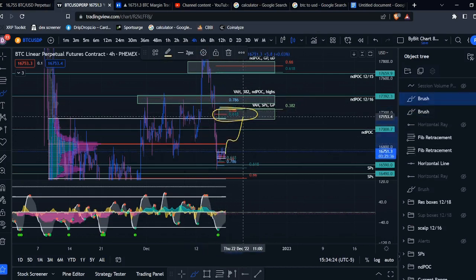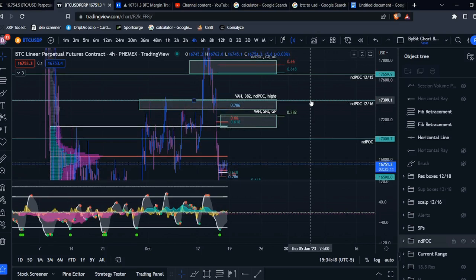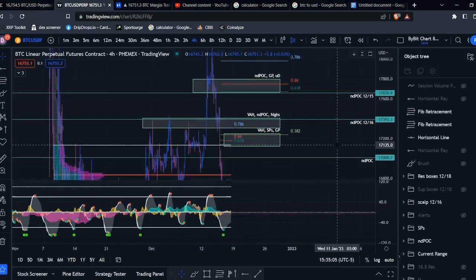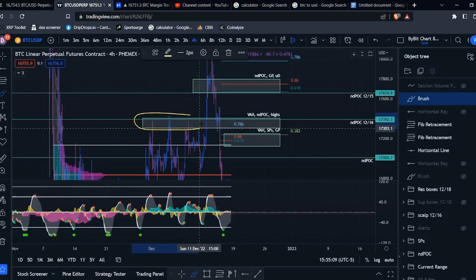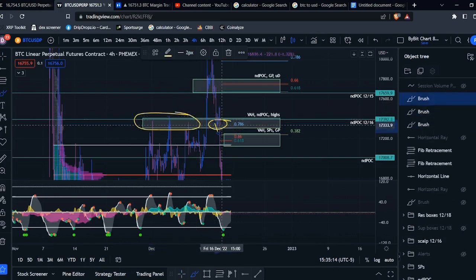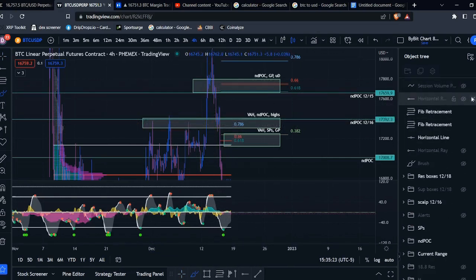We could just pop back above the value area high and then potentially see a harsh rejection back into the range. And then between 17,400 and 17,300, we have another little area of confluence. So we've got this NDPOC, and we also have these previous highs right here that also acted as a little bit of support. We got a little bounce from there.